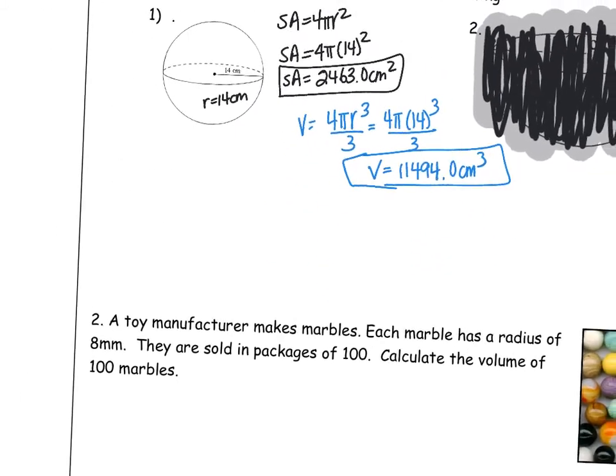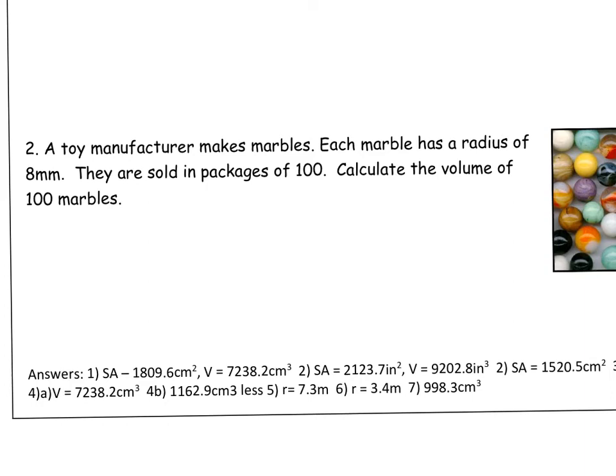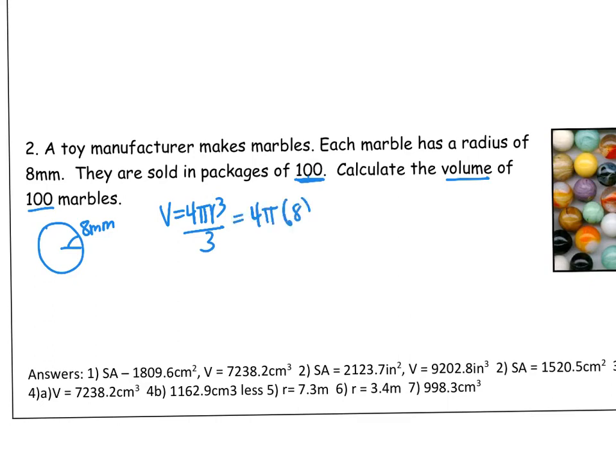Let's look at just one word problem here. It says that a toy manufacturer makes marbles. Each marble has a radius of 8 millimeters. Okay, so basically I have a ball with a radius of 8 millimeters. They are sold in packages of 100. Calculate the volume of 100 marbles. So I'm going to find the volume of one marble, multiply it by 100. So volume is 4 pi r cubed divided by 3. So 4 pi times 8 cubed, and divide that by 3.